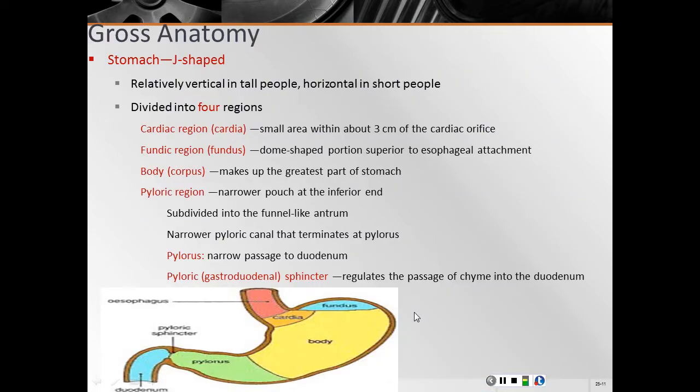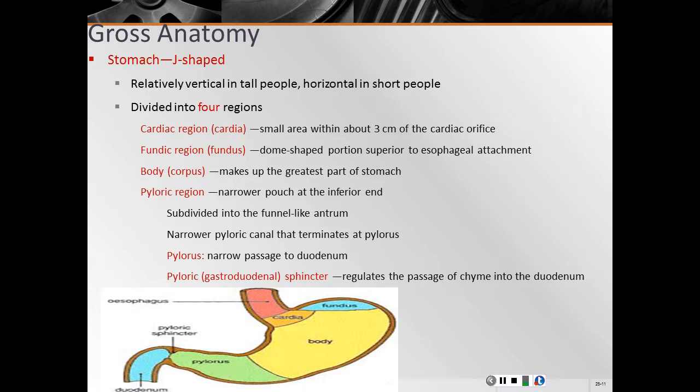Now, when we look at the gross anatomy of the stomach, we see that it's shaped like a J, and is usually vertical in tall people and a little more horizontal in short people. It has 4 major regions. We have a cardiac region, a fundic region, our body, and our pyloric region. The cardiac region is the small area within about 3 centimeters of the cardiac orifice, hence the name.